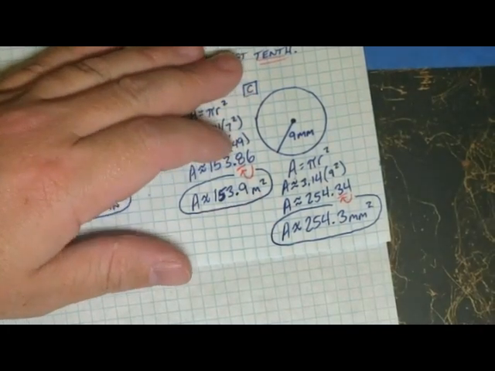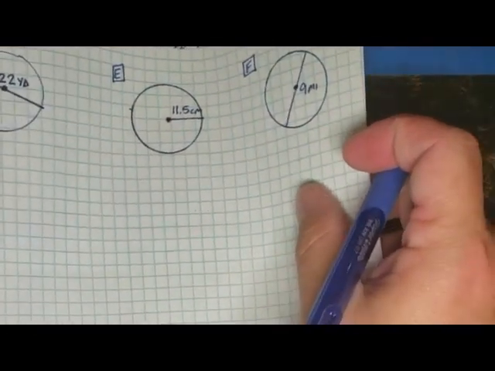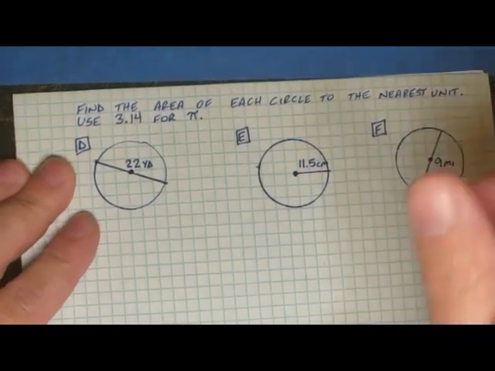Don't you feel like a genius? I know I do. All right, let's do 4 more where we're supposed to find the area of the circles. Then I have a surprise for us.